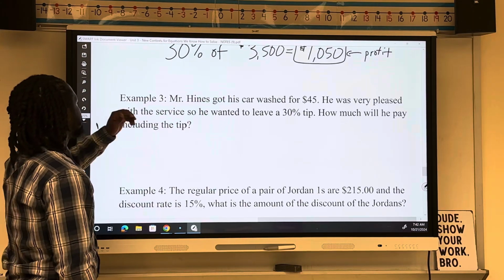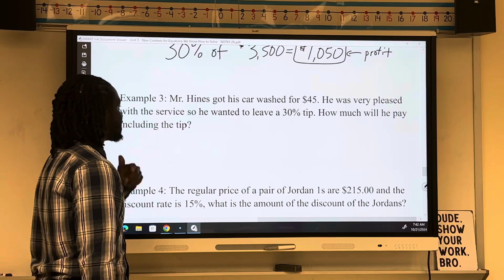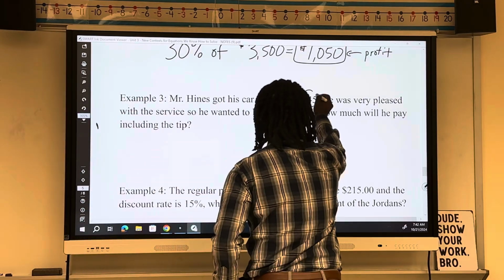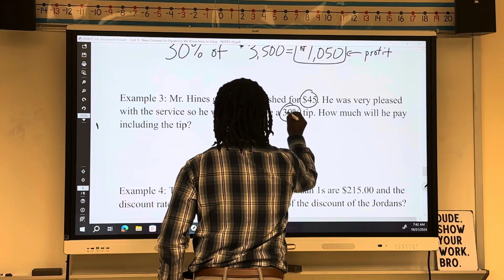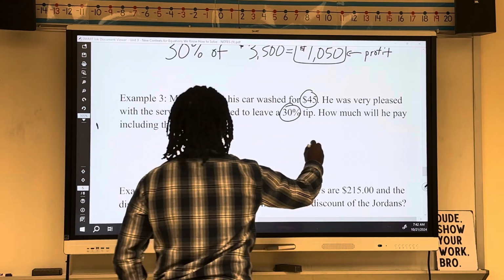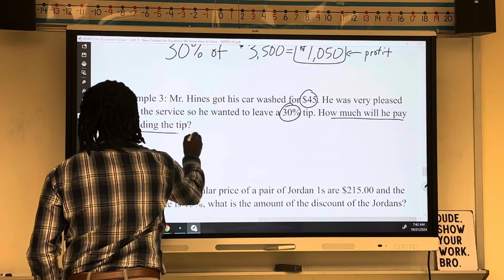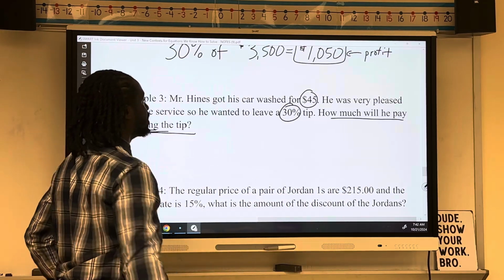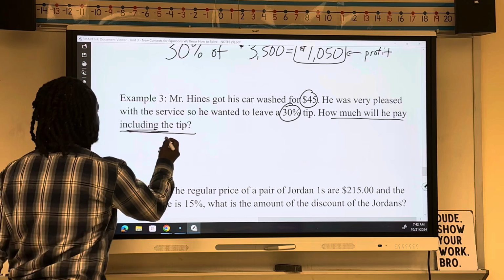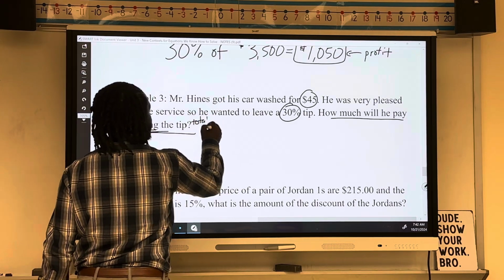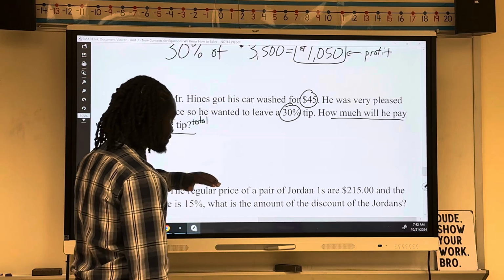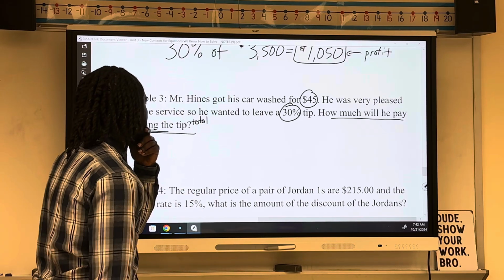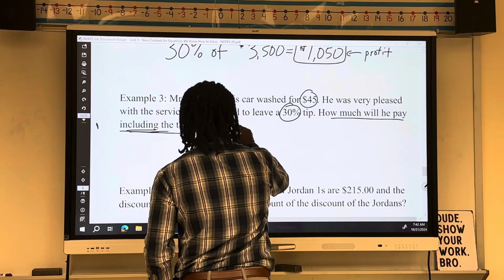All right. Number three, Mr. Hines got his car washed for $45. He was very pleased with the service, so he wanted to leave a 30% tip. How much will he pay including the tip? Okay, so including the tip, that should tell me I'm looking for the total here. All right, so I'm going to have to do both steps, step one and step two from our notes here. So we're going to find the percent.